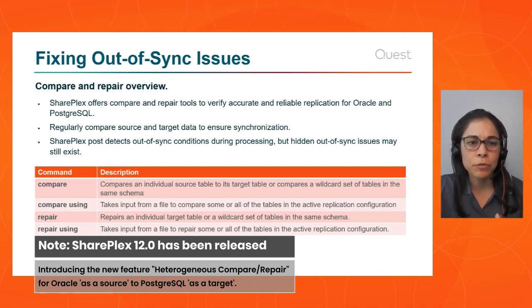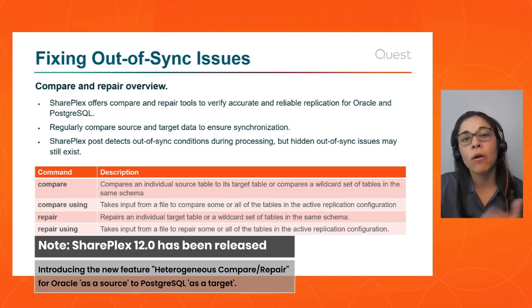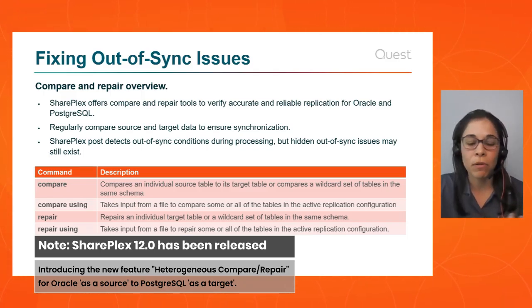The main options for the compare include compare and repair for individual tables only, or wildcard sets within the same schema. Or you can use compare using and repair using to take input from a file, which gives you flexibility in specifying the tables for the process. You can list all the tables you want to run the compare or repair utility on in that specific file. We will see this in a while.